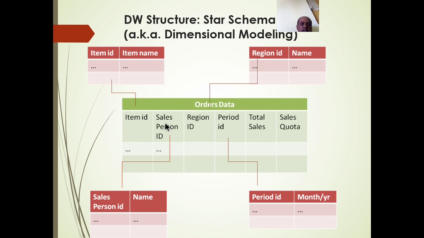So this is an example of a star schema. We have order data. It has an item ID, salesperson ID, region ID, period ID, total sales, and sales quota. Again, we can categorize into item ID and item name, region ID and name, and salesperson ID, and this is how we can represent the data.